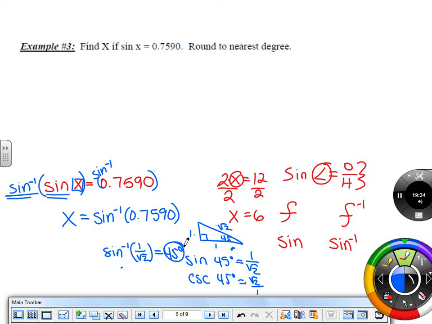Okay? So in this problem, if you're trying to solve for x, you're trying to solve for an angle. This does not produce an angle. It still produces side measurements. So inverse and reciprocal are two different things. Do you guys understand that?